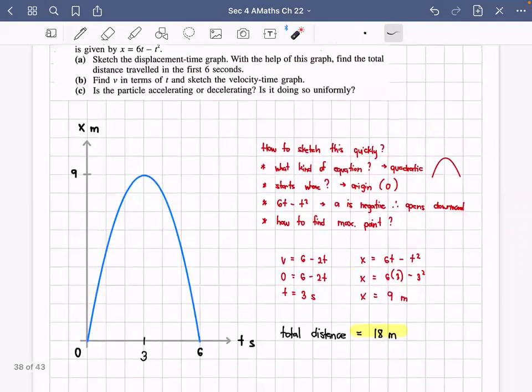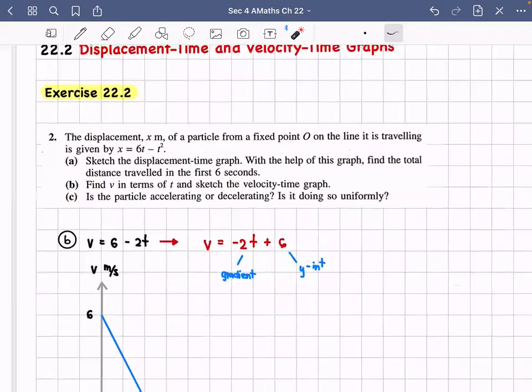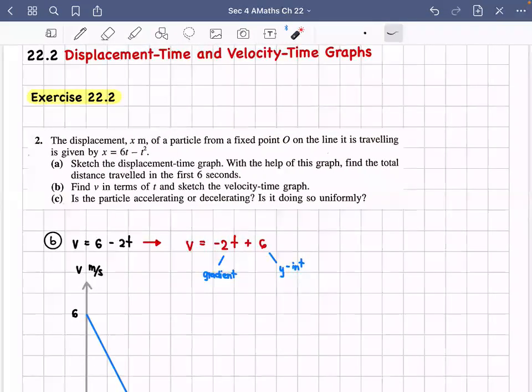All right, so let's go with letter B. Now, for letter B, we need to find v in terms of t. We just did that in letter A, right? Because to get v from the displacement function, we just need to differentiate this, which we did in letter A. And then in terms of t, and sketch the velocity time graph. So first, class, we need to get the velocity function, which we have already.